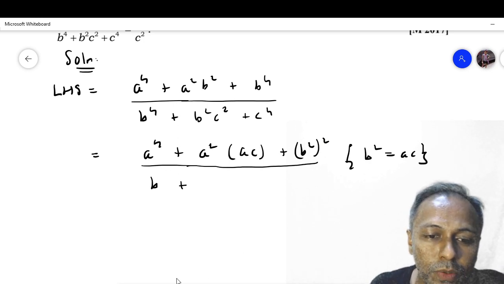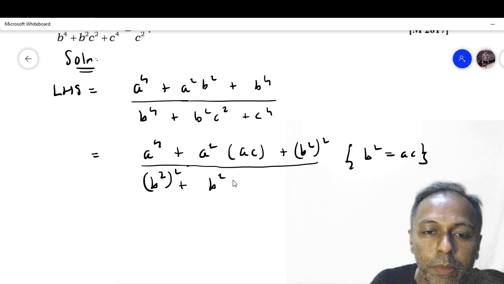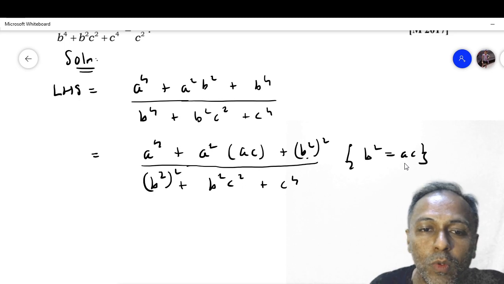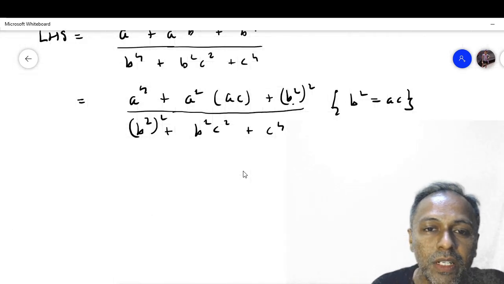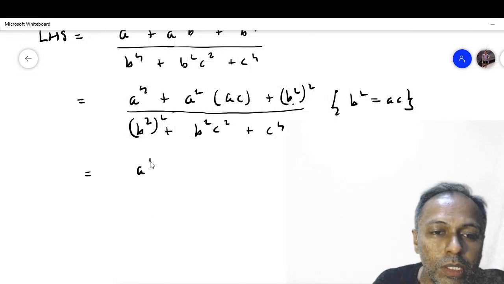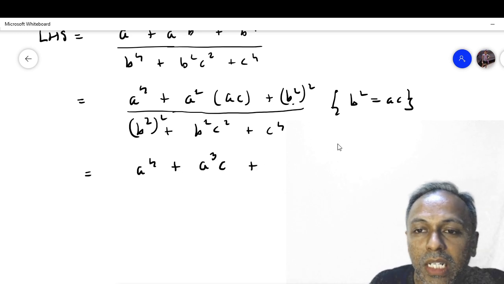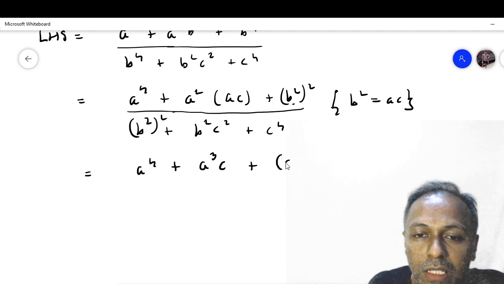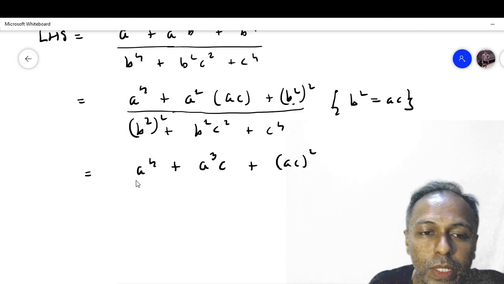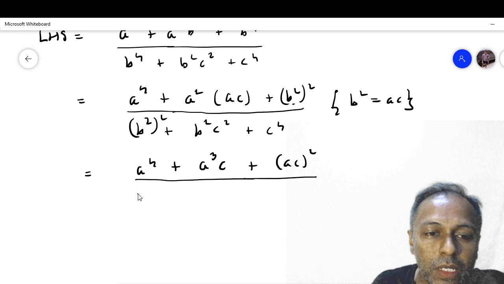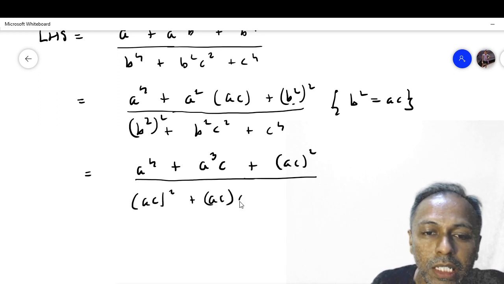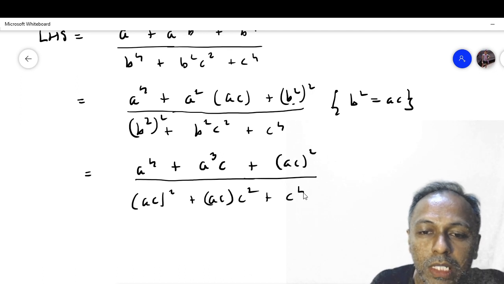Similarly in the denominator, you can write this again as (B square) whole square. Let me write B square C square plus C raised to 4. This B square is going to become AC. Let's continue. It is equal to A raised to 4 plus A cube C plus, this B square is AC, so this will become (AC) whole square upon, similarly, (AC) whole square plus AC into C square plus C raised to 4.